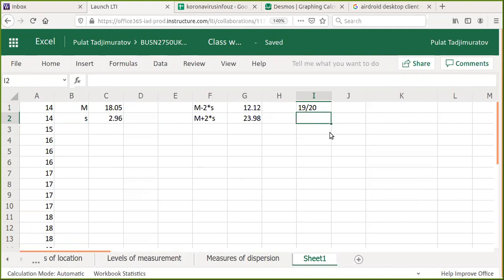Let's take another data set, another example, and do the same for that. Maybe I'll put them here.